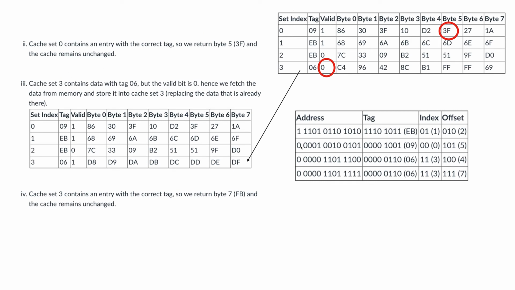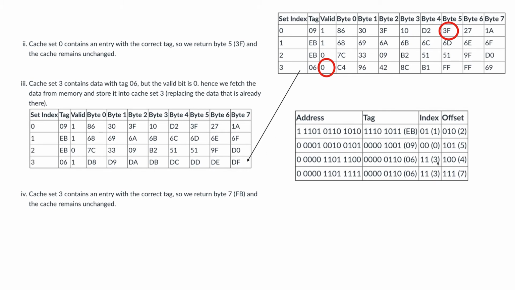And the second one we want to access has index 0, so we check set index 0, and it's also valid, and the tag number is 09. The offset is 5. So we are checking set index 0, valid, tag 09, and byte 5. The returned value should be 3F, and the cache remains unchanged. Let's move on to the third memory address.